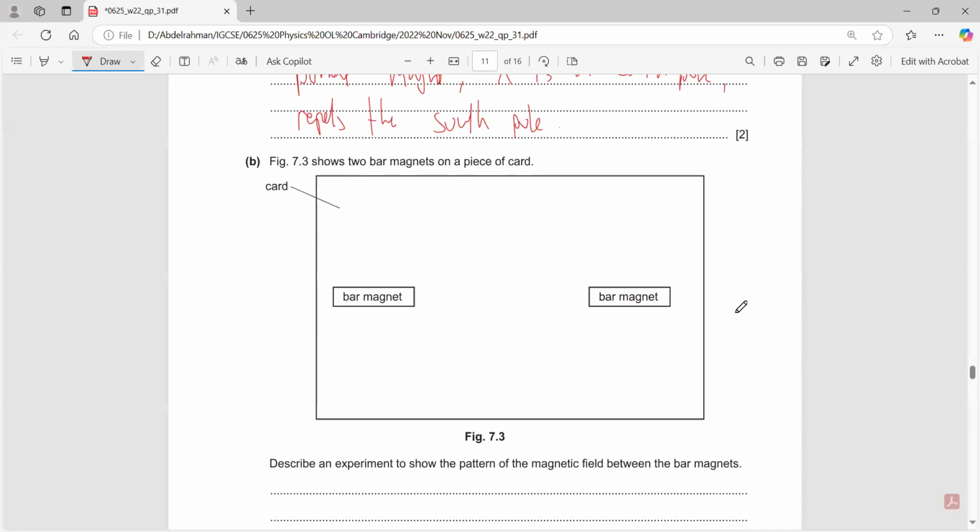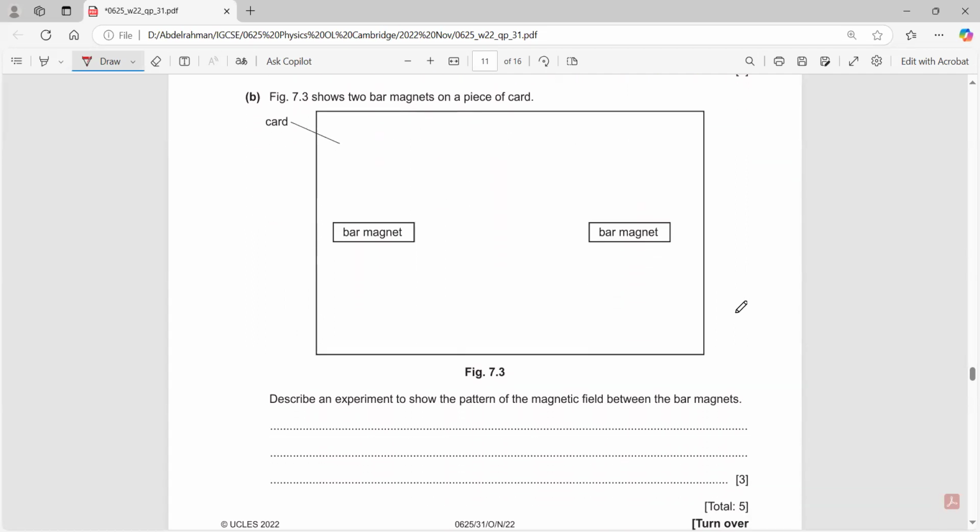We have a bar magnet. We have two bar magnets. Describe an experiment to show the pattern of the magnetic field between the bar magnets.